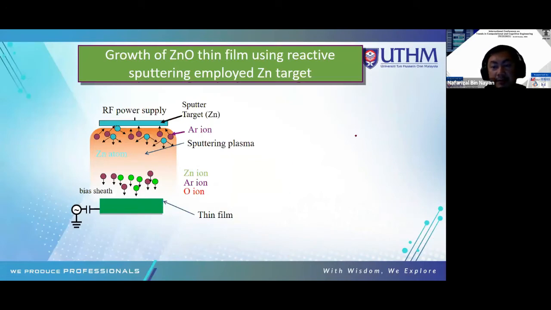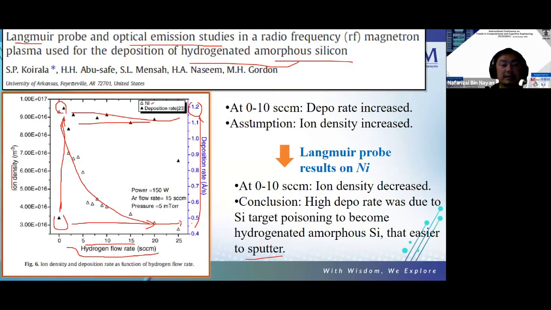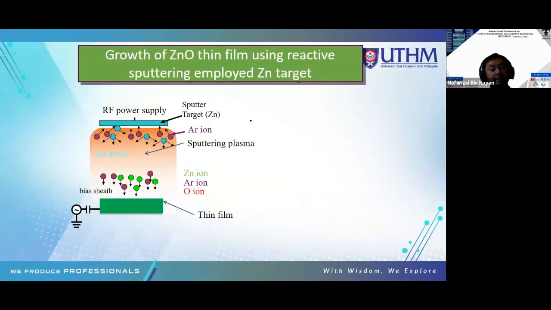Okay, the one that I showed just now is from another article that has been published previously. You can find it on the internet. This is not my result, but I just show how the Langmuir probe or the optical emission studies can actually be published and used to understand the properties.